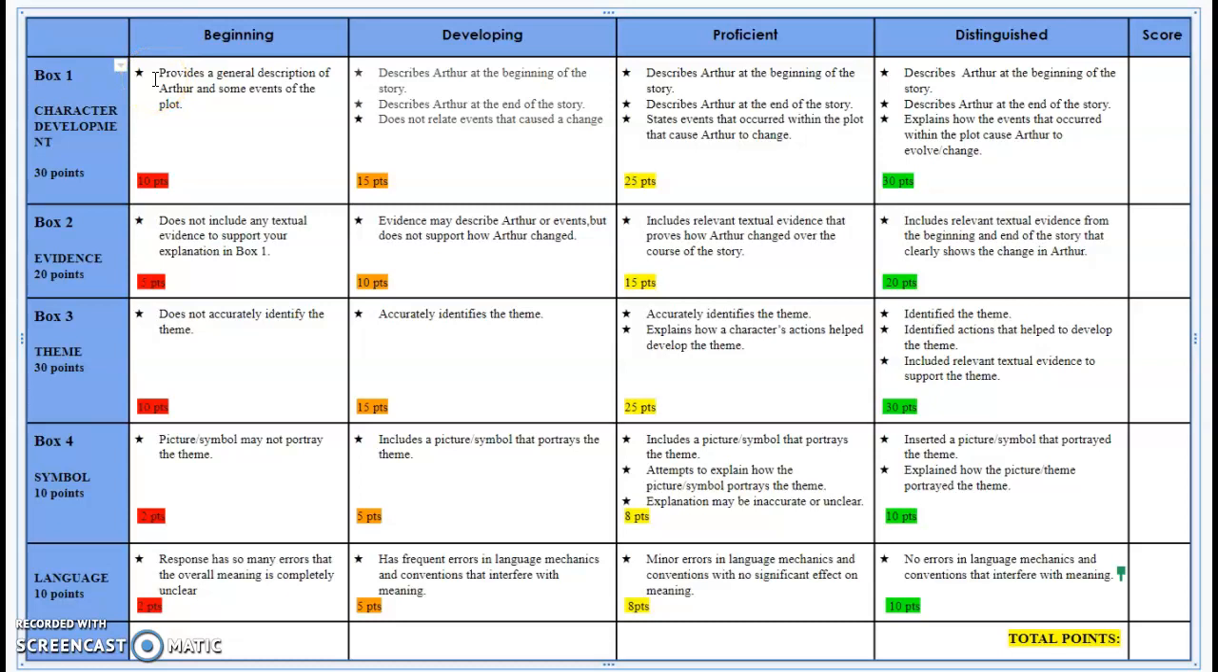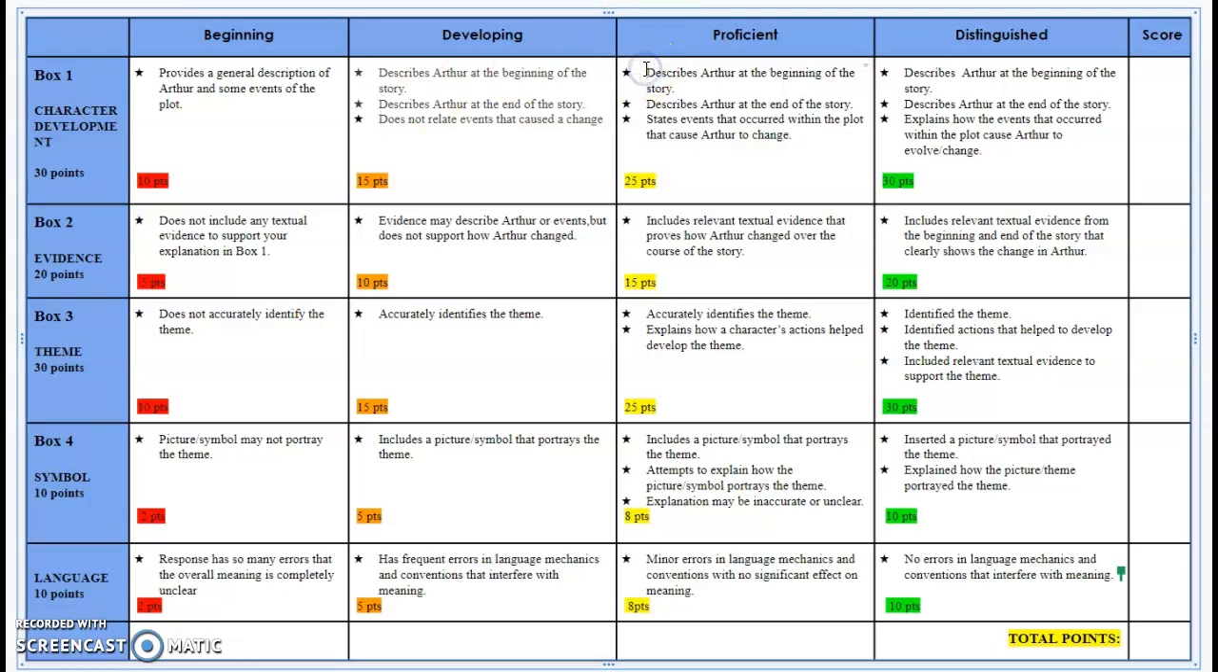For the beginning level, you are just providing a general description of Arthur and some events of the plot. Remember, for box 1, you must indicate how Arthur evolves over time. At the developing level, describes Arthur at the beginning of the story, describes Arthur at the end of the story, and does not relate events that caused the change. Remember, if you are saying that Arthur changed over time, you need to make sure that you use those events that prove that he changed. If he becomes more determined from the beginning to the end of the story and changed that way, then you need to make sure that you include evidence that specifically states that.